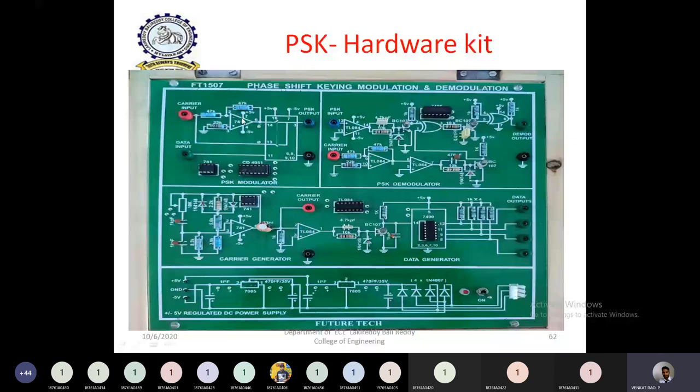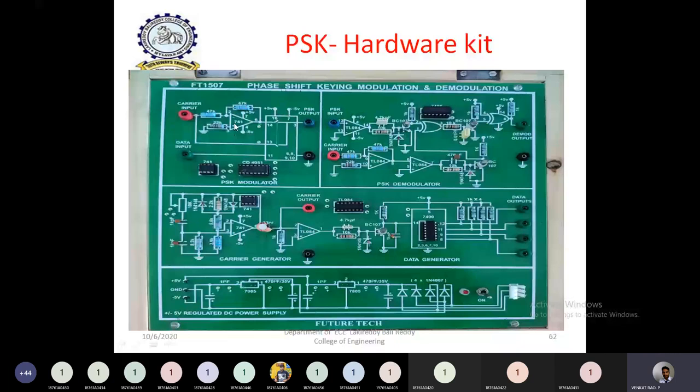So by using again some ICs having some components, we can generate this PSK output. As we already know, a PSK modulated signal is generated by just multiplying carrier and input data. Or you can use some product modulator. That product modulator is designed based on this IC741 operational amplifier.